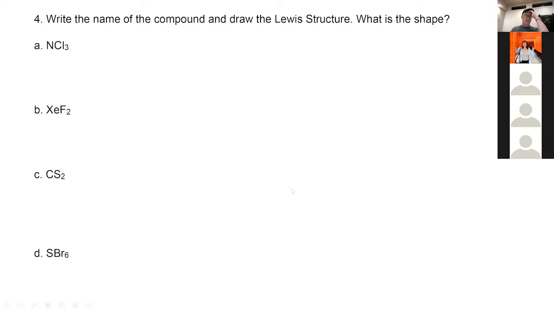Okay, so we want the name of these compounds and the Lewis structure, as well as the shape. So this first one, I've got 1 nitrogen and 3 chlorines. So what would I call that? Nitrogen trichloride. Why wouldn't I just call it nitrogen chloride? Because there's 3 chlorines. Yeah, but if I had iron chloride, I could just call it iron chloride, iron 3 chloride, couldn't I? The covalent bond. That's right, because it's covalent. It's not ionic. Excellent.